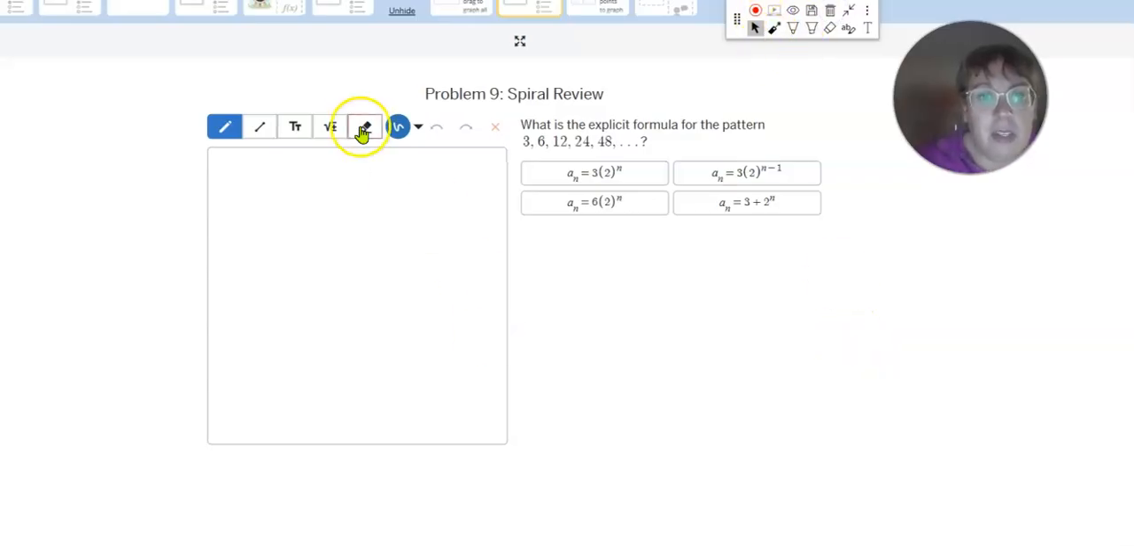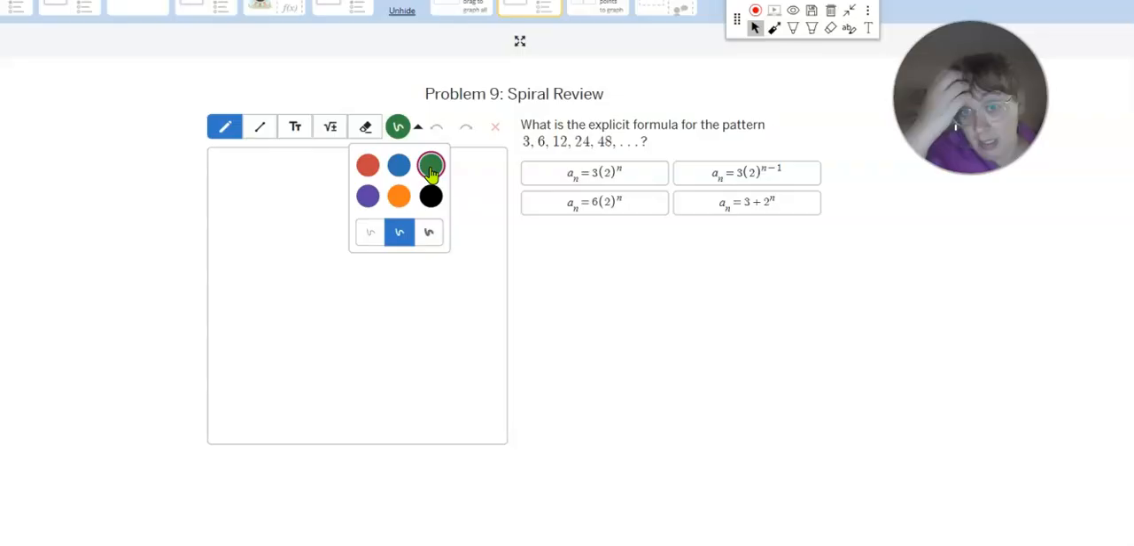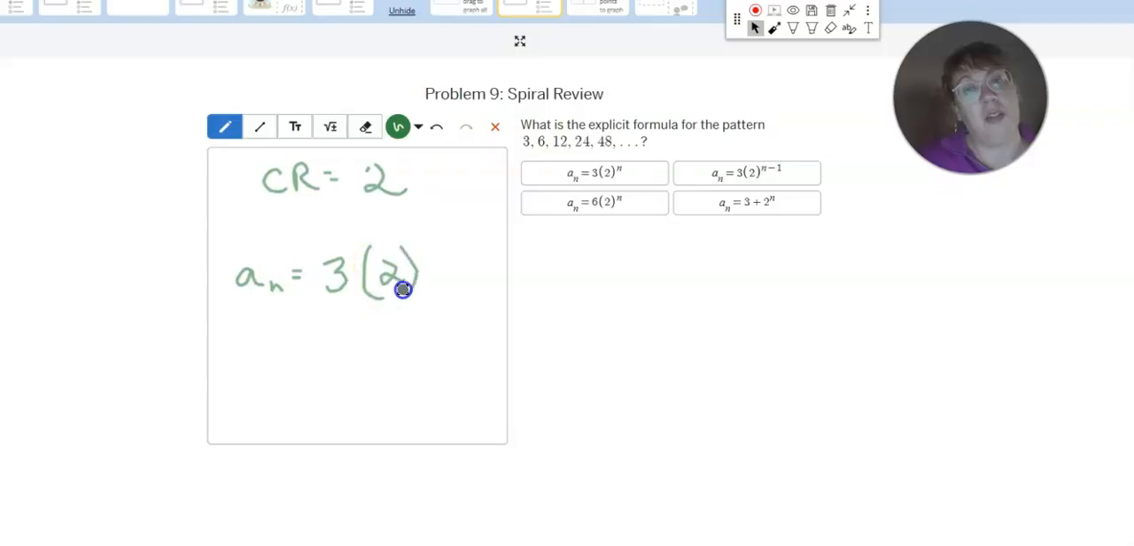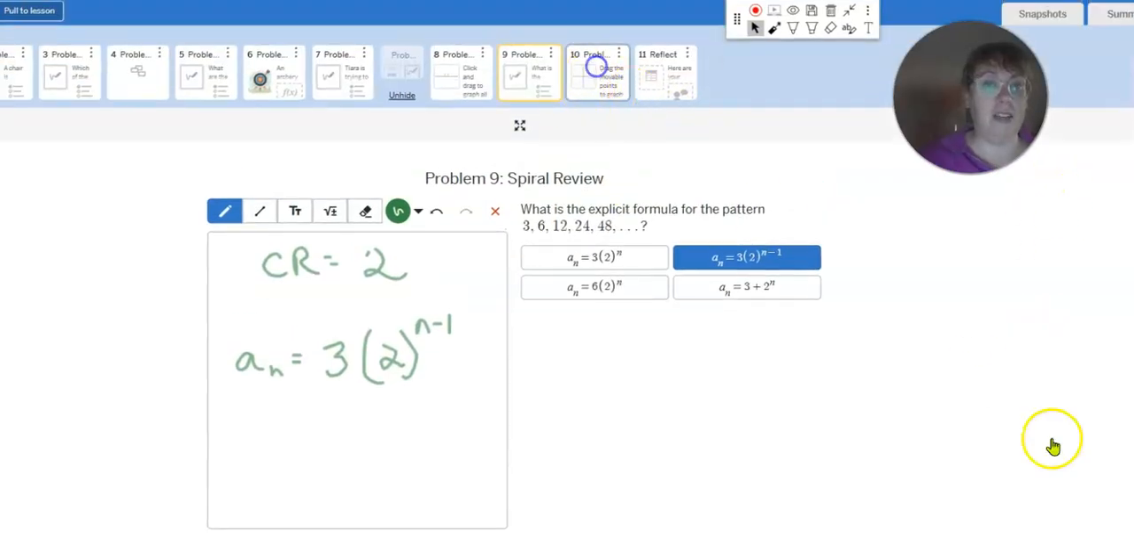What is the explicit formula for this pattern? Ooh, so we have 3, 6, 12, 24, 48. So we can see that it's definitely geometric. We have a multiplier or a constant ratio of 2, right? 3 times 2 is 6. 6 times 2 is 12. 12 times 2 is 24, etc. So our a sub n is our first term, which is 3, times our constant ratio, which is 2, to the n minus 1. So we're going to select that option, 3 times 2 to the n minus 1, and then we'll go to slide 10.